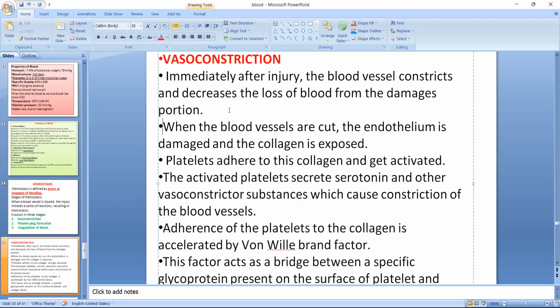Constriction of a blood vessel is vasoconstriction. So in that way some amount of bleeding is stopped.